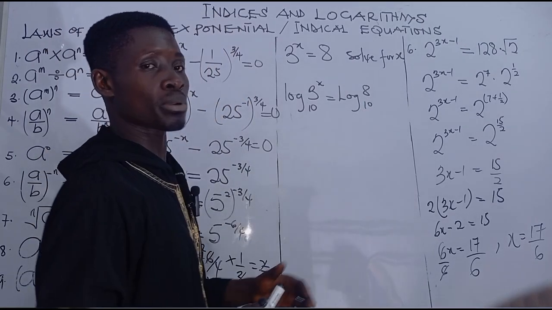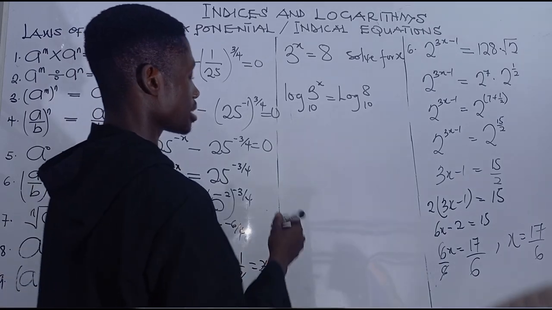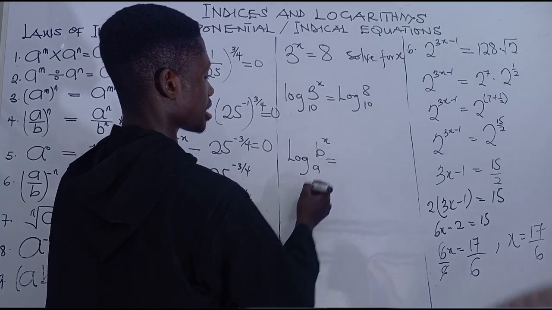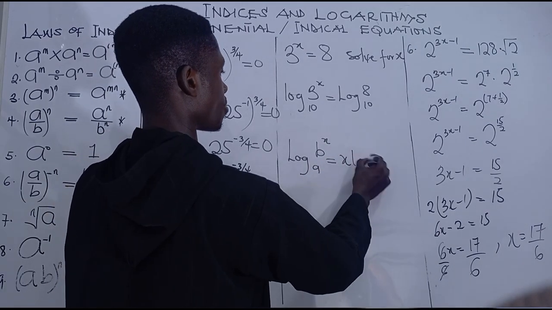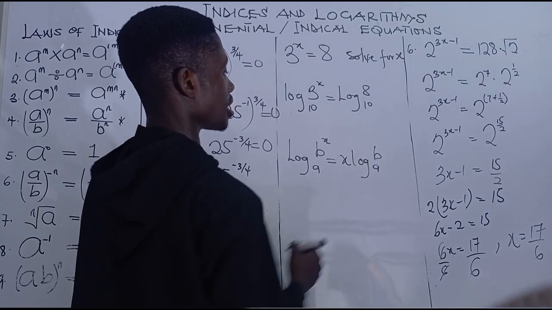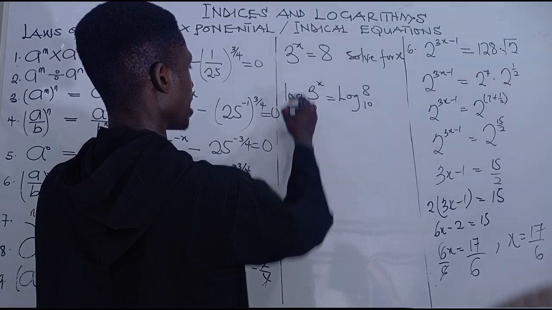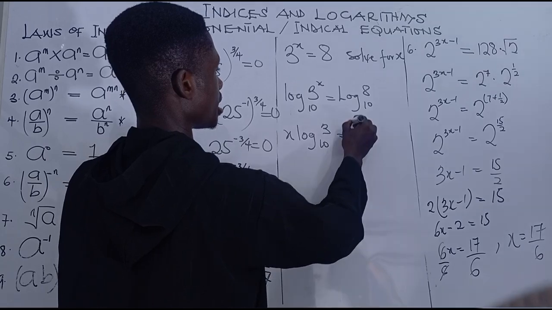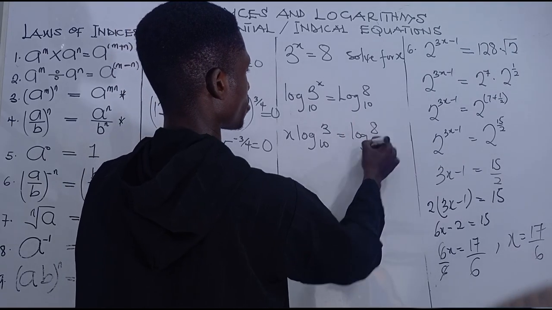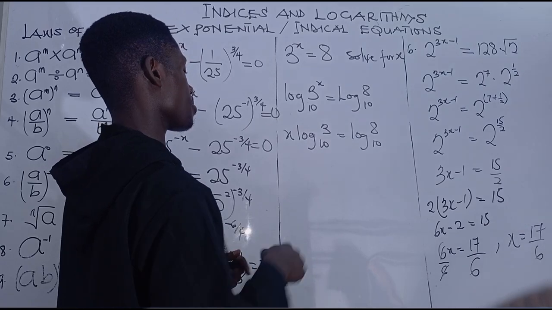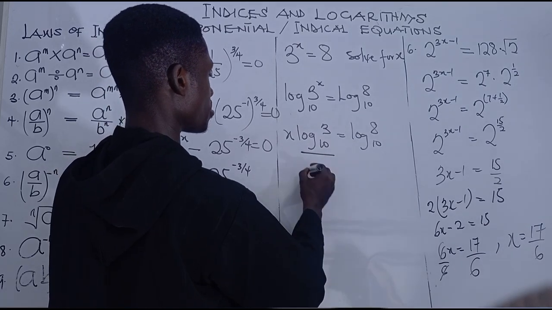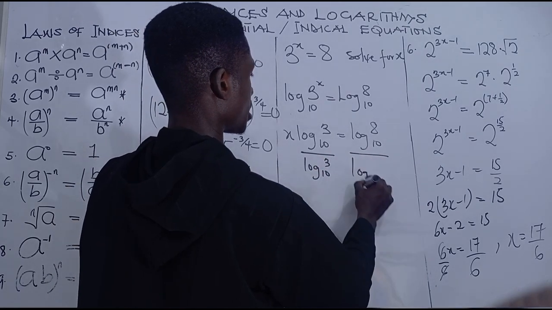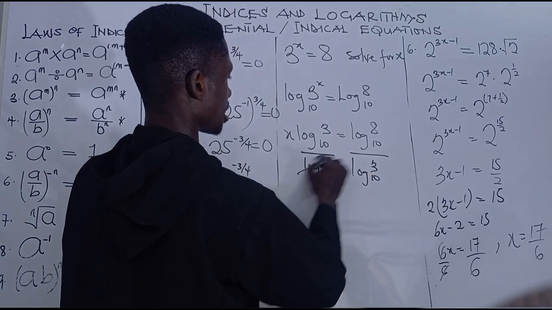Now from here, we are going to apply one of the laws of logarithm. When you have log b raised to the power x to the base of a, it can be expressed as x log of b to the base of a. So we have our x will come in front. We have x log 3 to the base of 10, and then we have log 8 to the base of 10. Now from here, we can divide both sides by log 3 to the base of 10, so that this will cancel this.